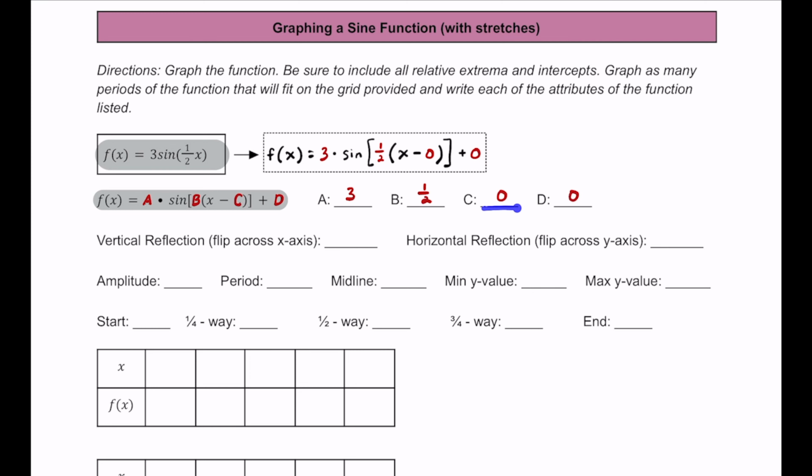Because c is equal to 0, we're not going to have any horizontal translation, so the graph's not going to move left or right. And because d is equal to 0, we're not going to have any vertical translation, so the graph's not going to move up or down.